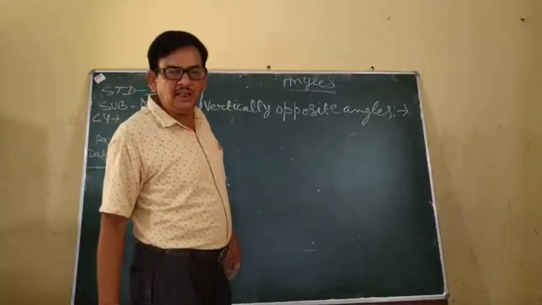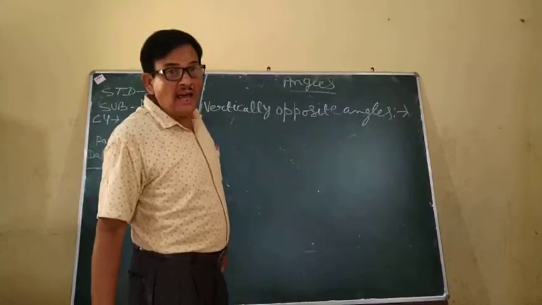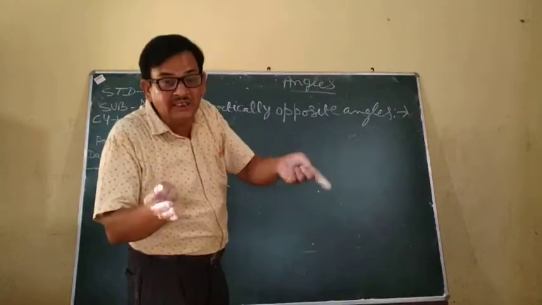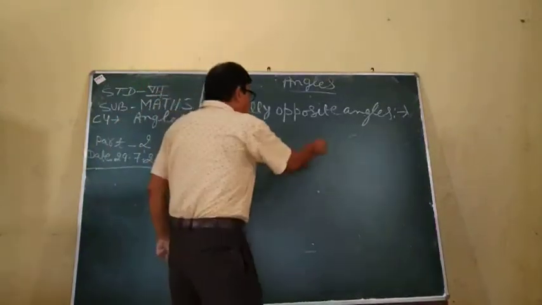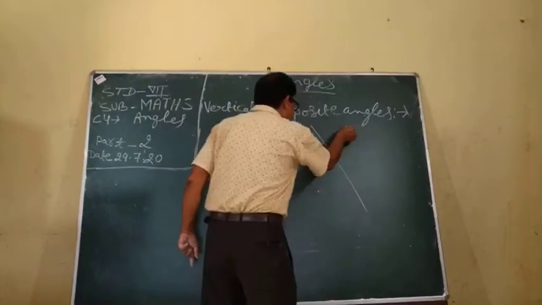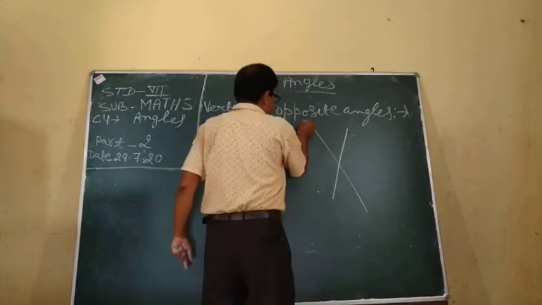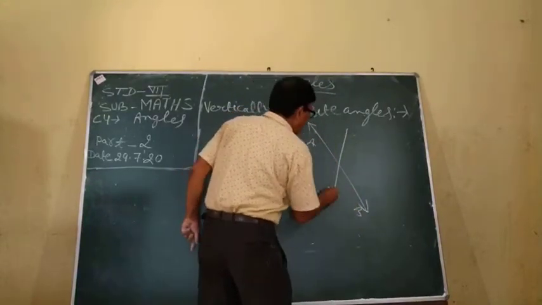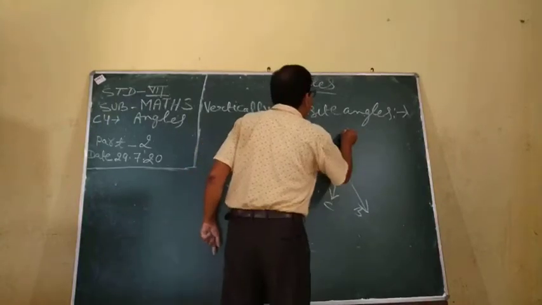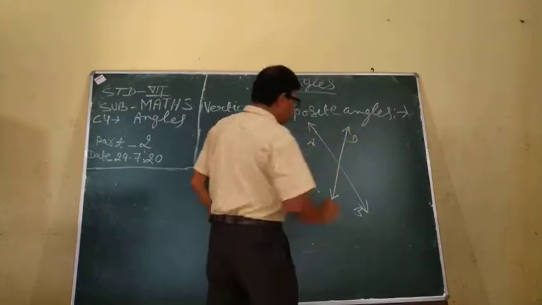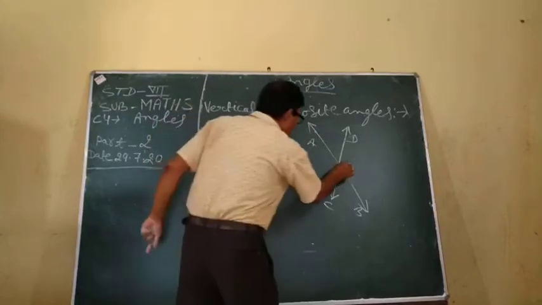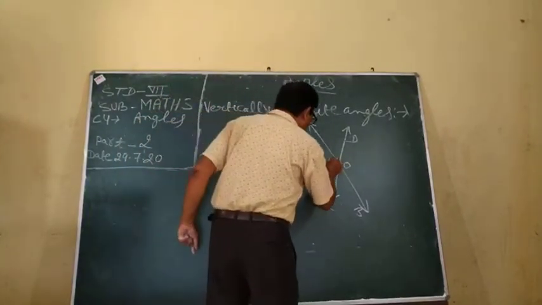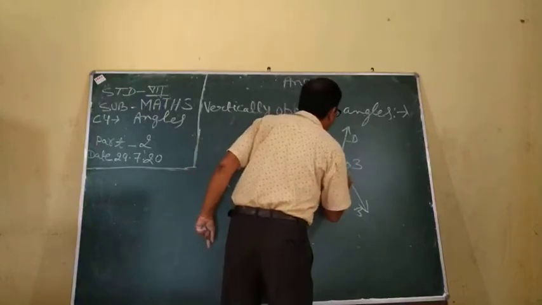Vertically opposite angles. Two lines which are not parallel; as you have studied, parallel lines do not intersect at a point. Let AB and CD be two lines. This is AB, and this one is CD. Two lines are there. They intersect at point O. Then how many angles are going to form? 1, 2, 3 and 4.